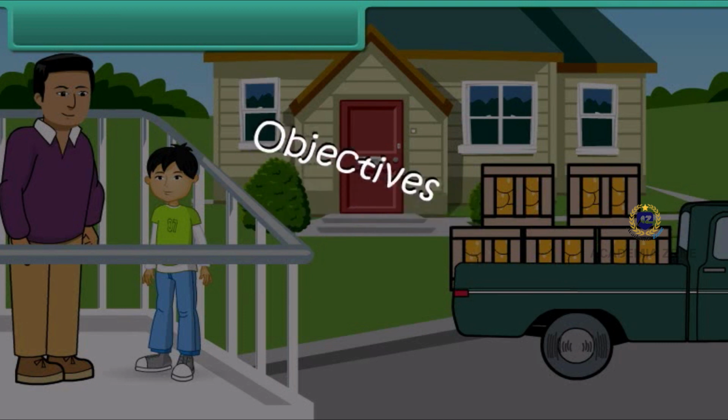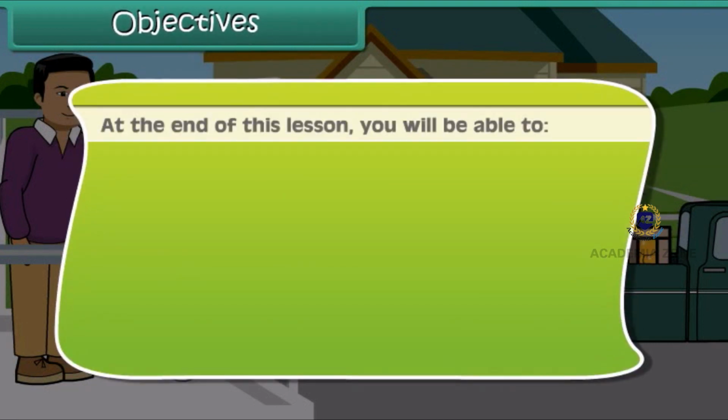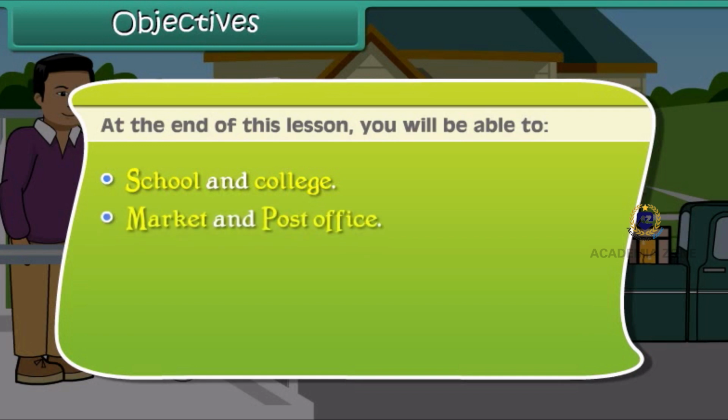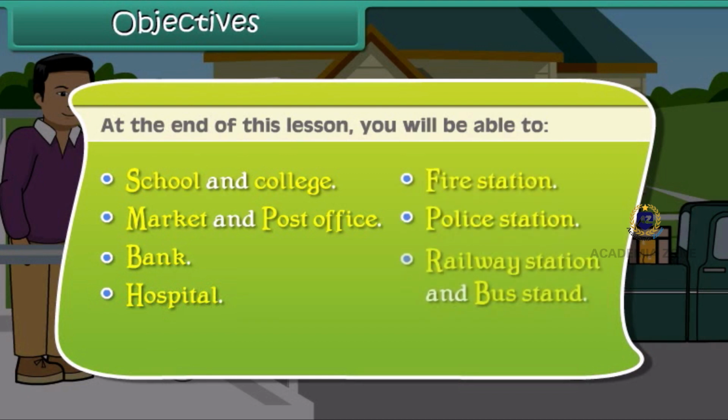Objectives. At the end of this lesson, you'll be able to know about neighborhood places such as school and college, market and post office, bank, hospital, fire station, police station, railway station and bus stand.